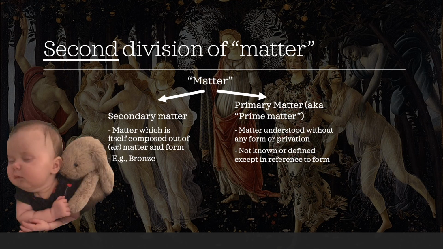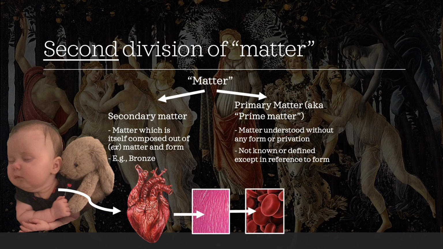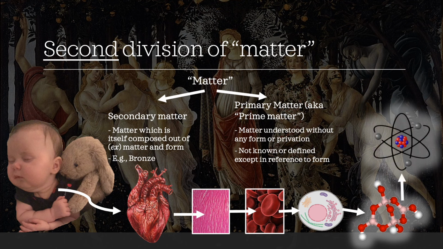Here's an example. Look at the baby. The baby is composed out of matter. Most proximately, it's composed out of organs. But the organs are composed out of the matter which is tissue. And the matter of the tissue is the cells. And the matter of the cells is the organelles. And the matter of the organelles is the chemical compounds that make up the organelles. And the matter of the chemical compounds is the atoms.